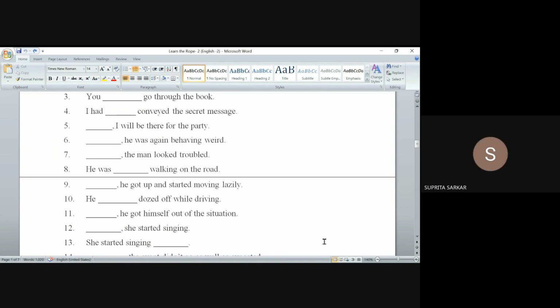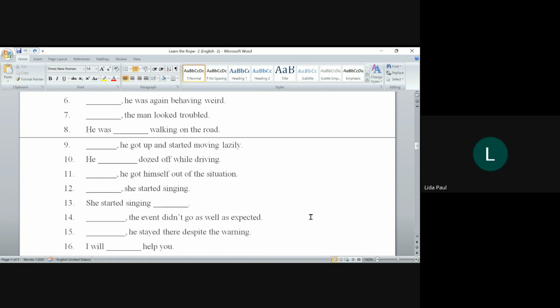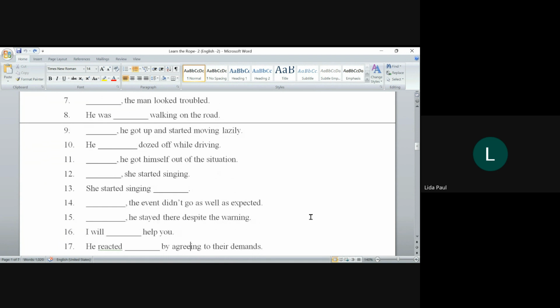Simply. She started singing simply. You could say simply she started singing. No, even that doesn't make any sense. She started singing simply. No. Ma'am, we can use bravely in both of the sentences. Bravely, yes, but may not be a very meaningful sentence to say.